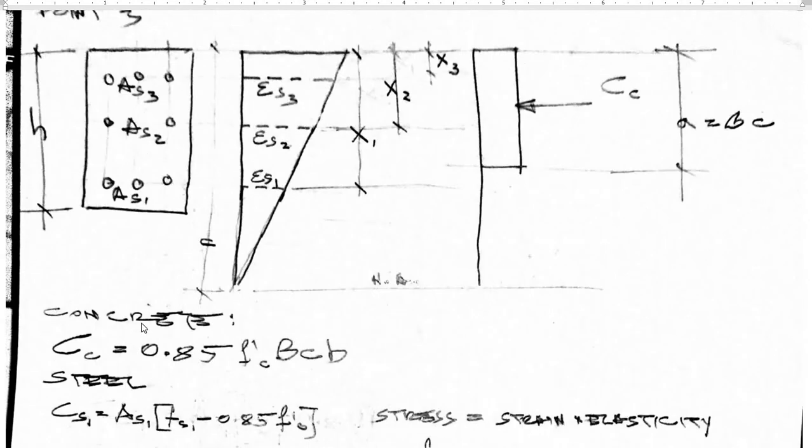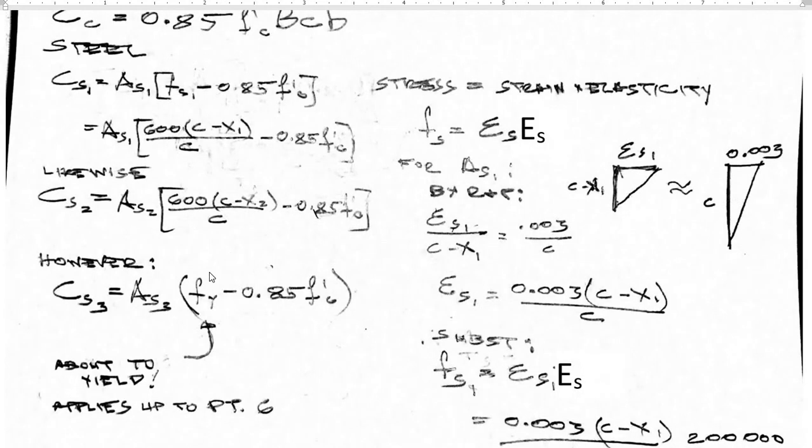Note na compression in steel 3, dito na yan, masyadong malaki na yung strain, okay? So, this is strain 1, this is strain 2, masyadong malaki na yung strain 3. So, this is about to yield. So, ang gagamitin na natin ngayon is Fy na kagad, okay? Ayan. So, CS3 is equal to AS3 times the quantity Fy minus 0.85 F prime C. But, you can always check.